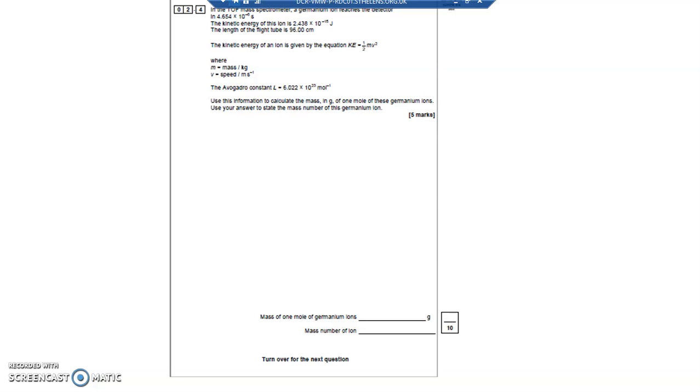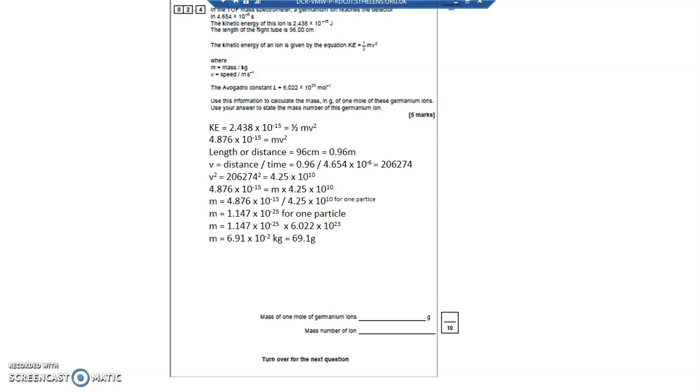2.4. So you've been given a lot of information. In a time-of-flight mass spectrometer, you should know, it's given here, kinetic energy is half mv squared. The kinetic energy is given to you here, 4.238 times 10 to the minus 15. So that equals half mv squared.